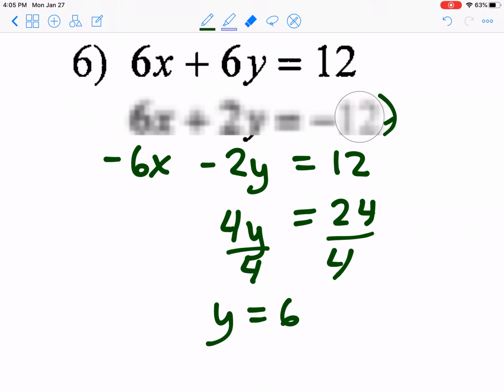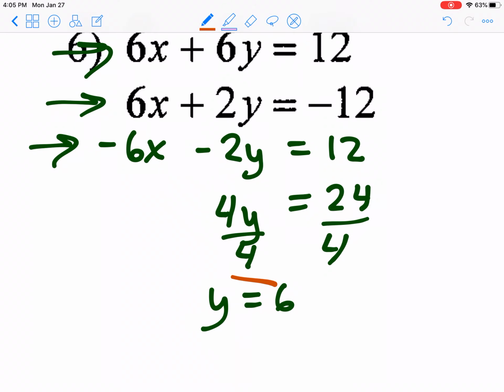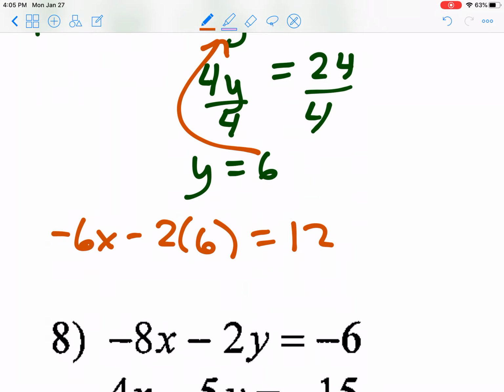All right, now we can plug that into any of these three equations, right? We've got 1, 2, 3. We can plug it into any of those. Let's choose the new one that we just made. I'm going to replace this y with 6. So it'll look like -6x minus 2 parentheses 6 equals 12. Let's start with this multiplication problem. -2 times 6, that's -12. So we have -6x minus 12 equals 12.